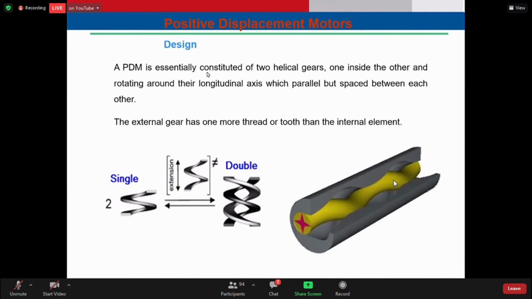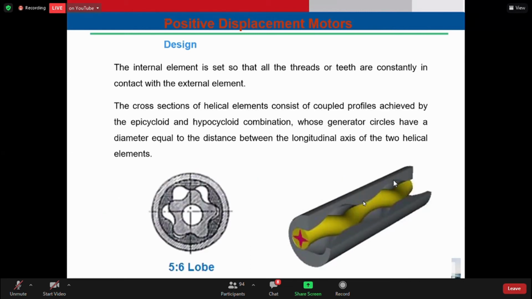The design of the positive displacement motor is composed of two helical gears. The solid one is the rotor. The other one is the stator, and it's used to allow the power section to make the rotation of the drill string. The internal element is said to have lobes or teeth, and it contacts the external element, which is the stator. This is the cross section of the helical elements that consist of a coupled profile achieved by gear design with a different diameter that allows the stator and rotor to be identical and meet in a common center.